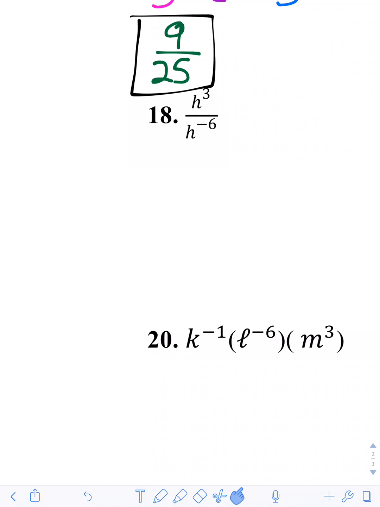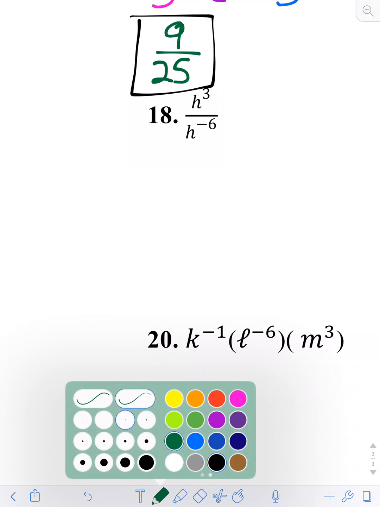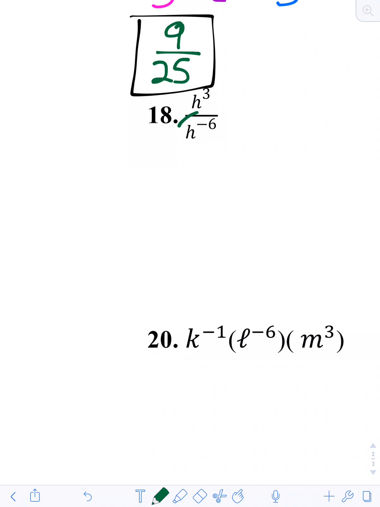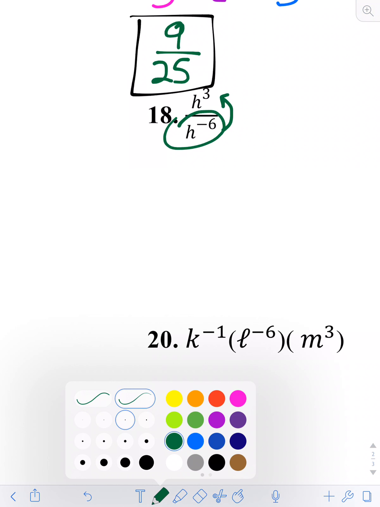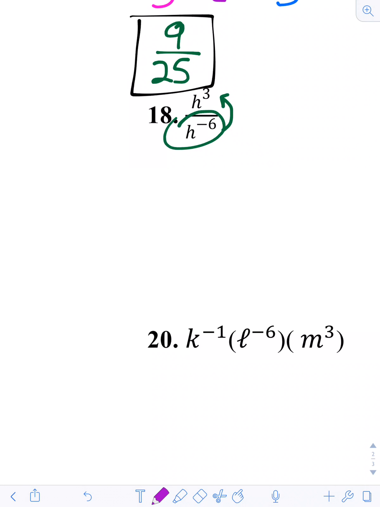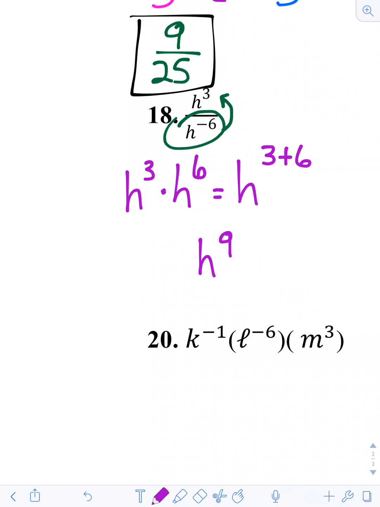Okay, number 18. So here, you have this negative 6 that needs to be brought up so that it's not negative anymore. So you have h to the 3rd power times h to the 6th power. So that's just adding those because we're multiplying now. So my final answer is h to the power of 9.